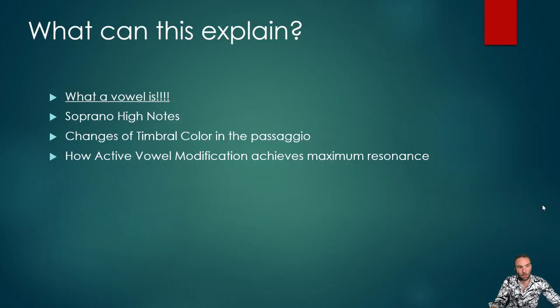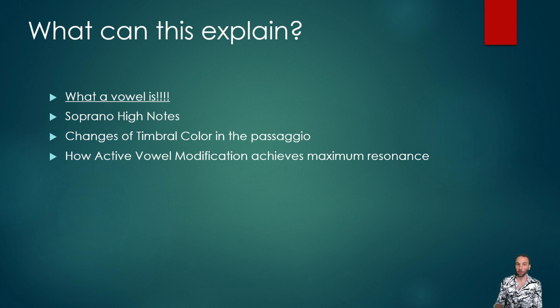All right. So, what can this explain? This explains what a vowel is, right? It's the perception and the way that the resonances interact with the harmonics in our vocal tracts, and then how we perceive that on our side of things.